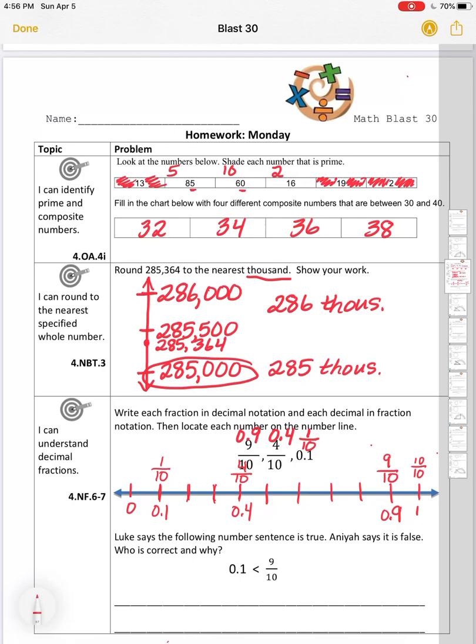Luke says the following number sentence is true. Anaya says it is false. Who is correct and why? So 1 tenth is less than 9 tenths is the statement that is there. And so Luke would be correct because 1 tenth is less than 9 tenths. I'm going to state that there. Luke is correct.